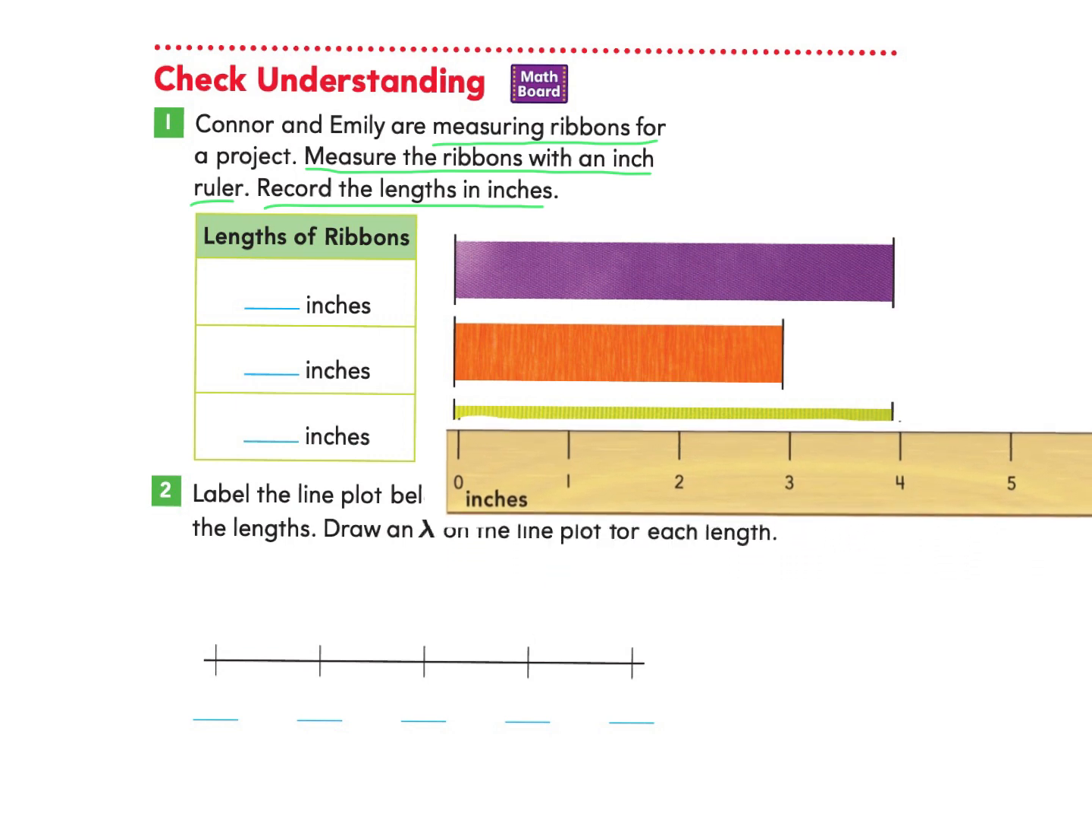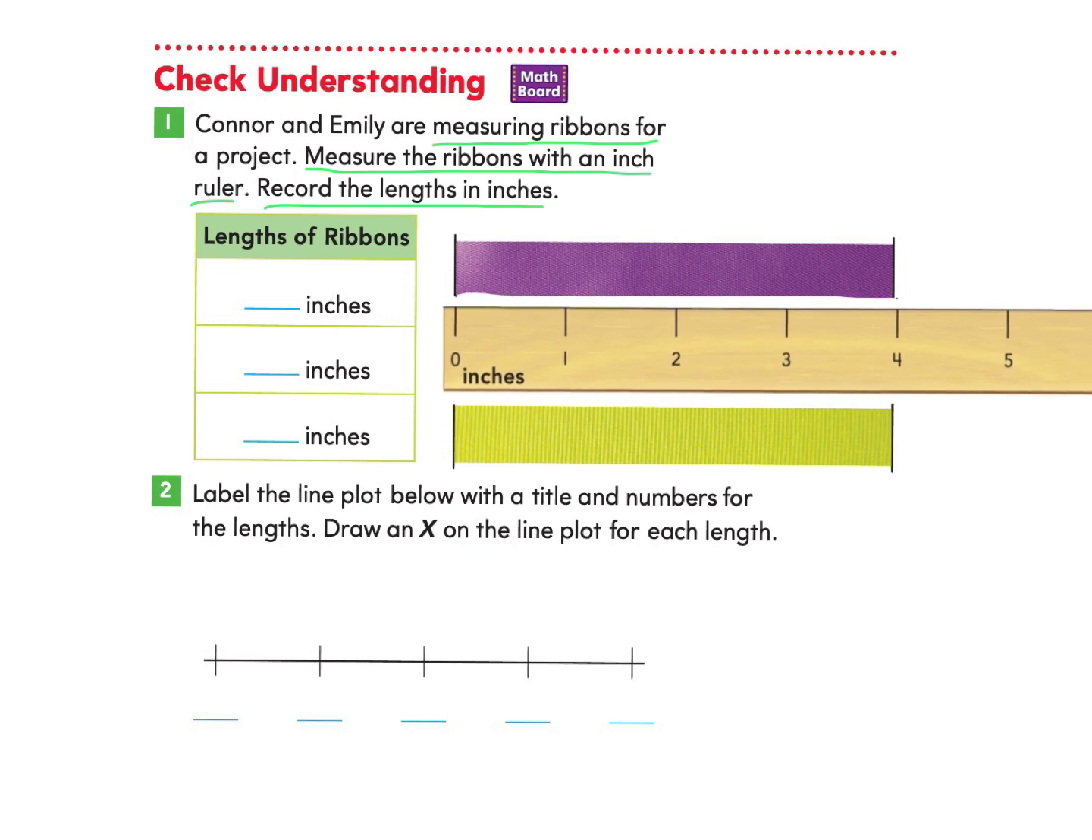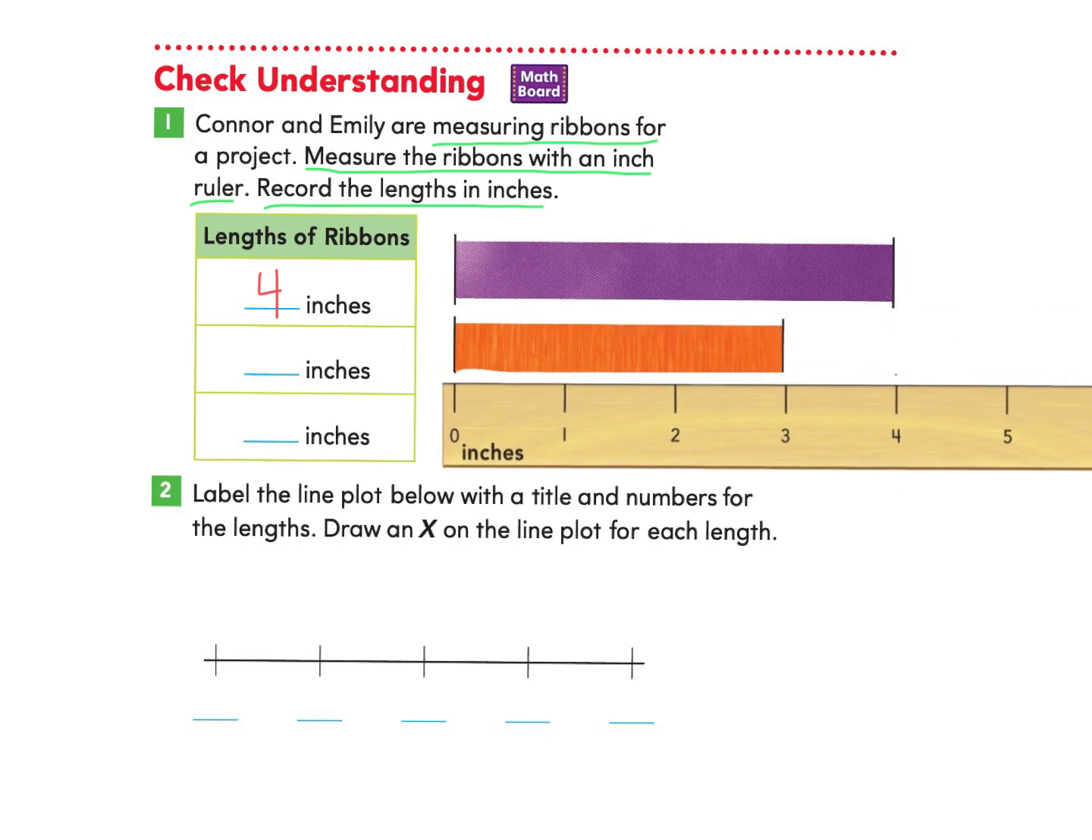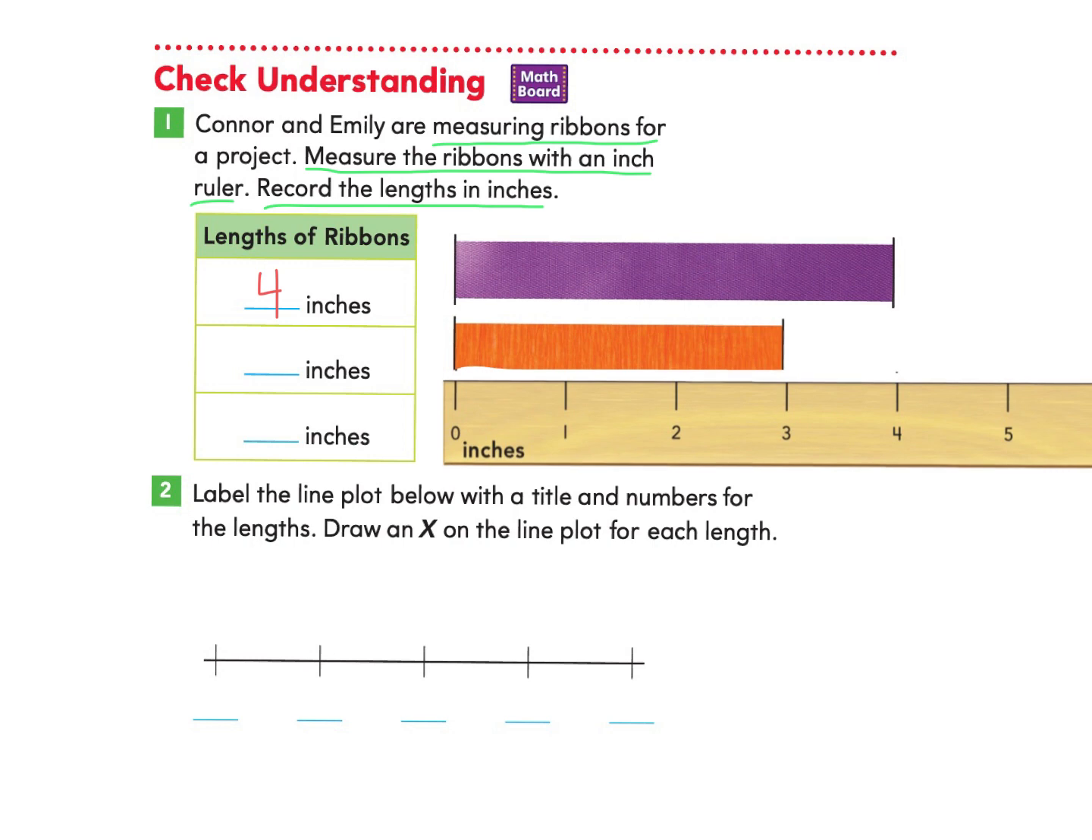So first thing I'm going to do is take my inch ruler and line it up with the line by the 0 and start there and go across to find that the purple ribbon is 4 inches. So I'm going to write that in here, 4 inches for the purple ribbon. And then I'm going to take my inch ruler and do the same thing for the orange. When I line it up with the 0 line and go across, I find that it is 3 inches long. So I'm going to write 3 inches here.